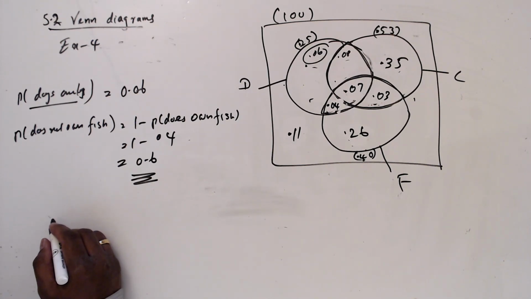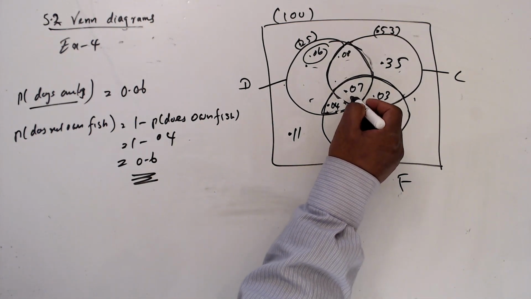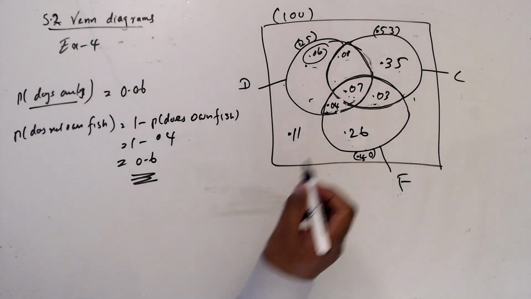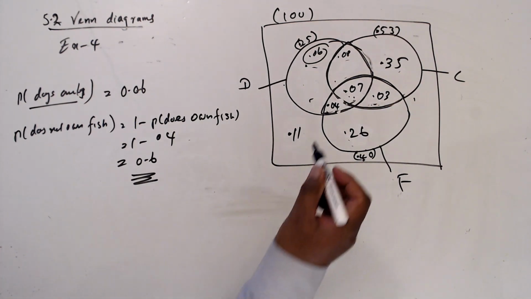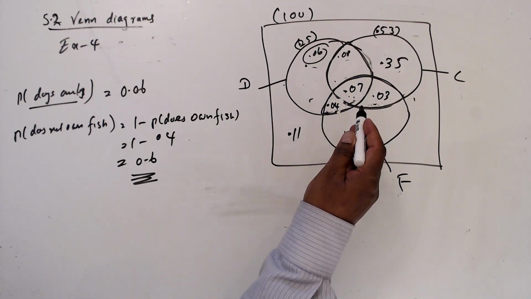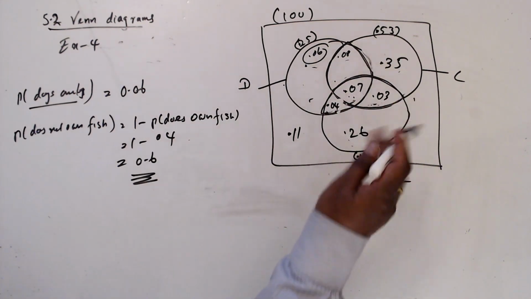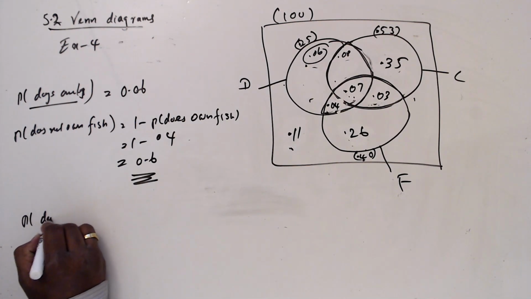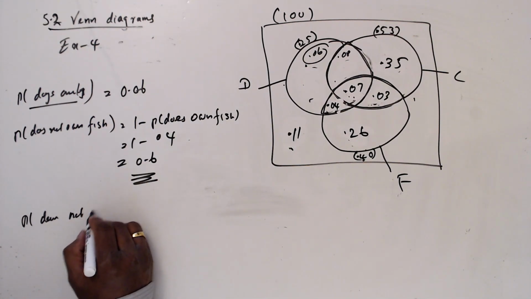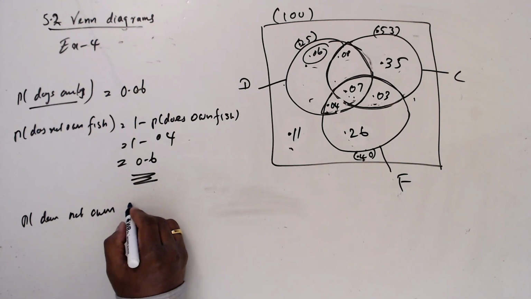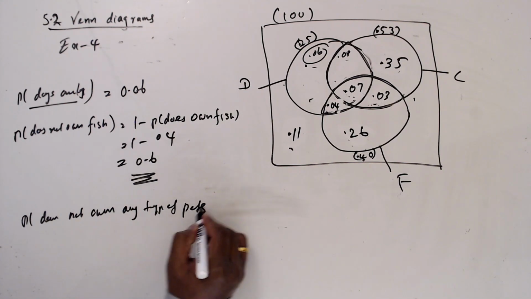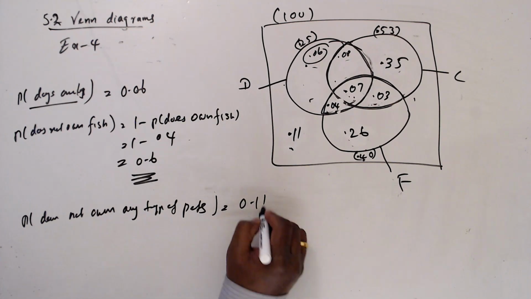Does not own dog, cat or fish. So the does own dogs or cat or fish is 0.07. Alright. Does not own either of anything. So it means this is 0.11. Probability of does not own any type of pets is 0.11.